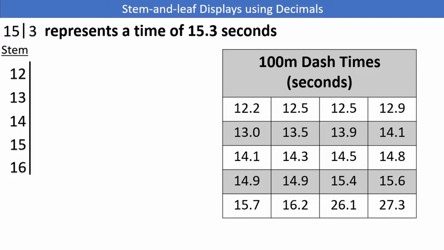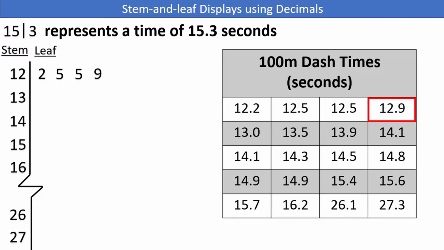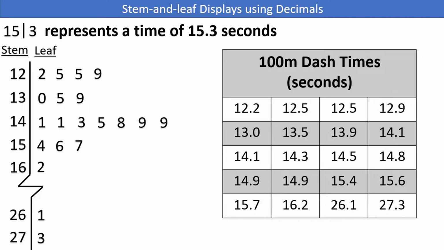But then we notice we have a large gap until we get to the next observation, which is in the 26s. We can use the changing scale symbol to represent that we are skipping over some values, and then continue with 26 and 27. Finally, we can fill in all of the leaves, which represent the decimal places. 12.2, 12.5, 12.5, 12.9, and we can continue this process until we have completed our stem and leaf display.